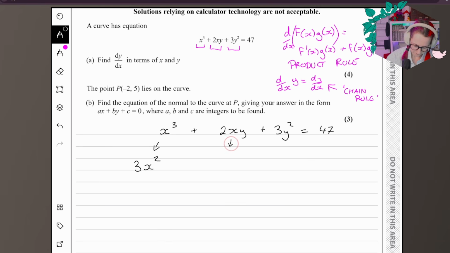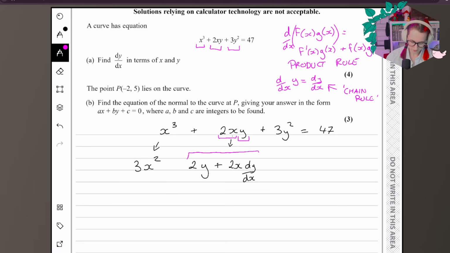This thing then, we need to treat the 2x and the y as two different functions and then use the product rule. So differentiating 2x gives us 2. So take 1 away from the power and leave the rest alone. And then we leave the y alone, we leave the second function alone. Plus, we leave the 2x alone, and then the y goes to dy/dx. So that is that bit.